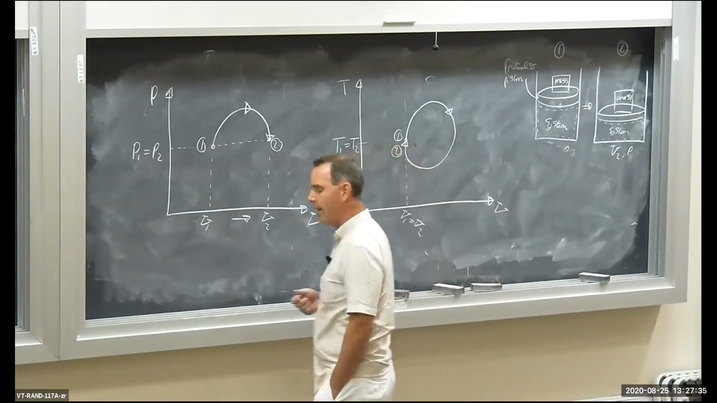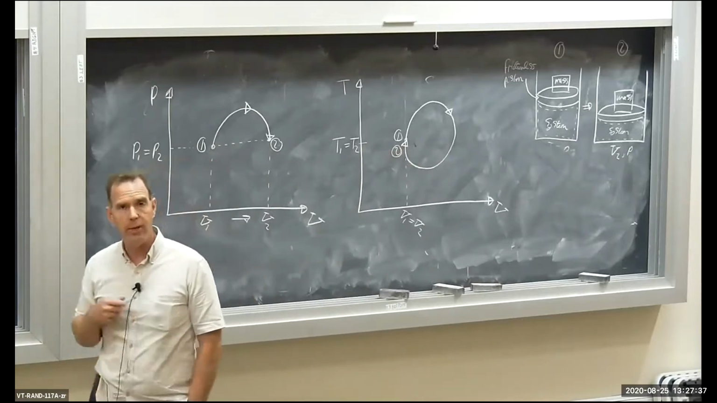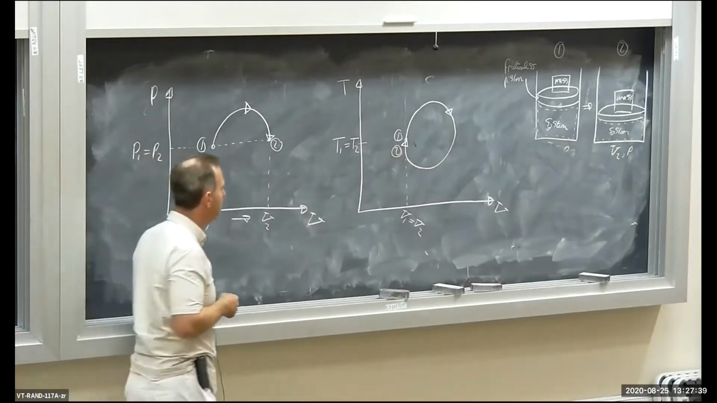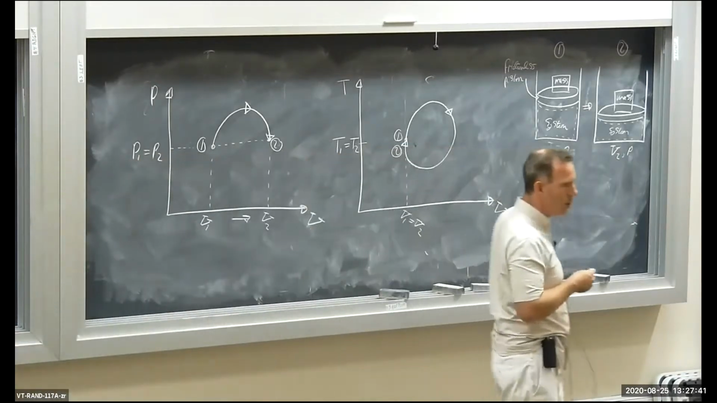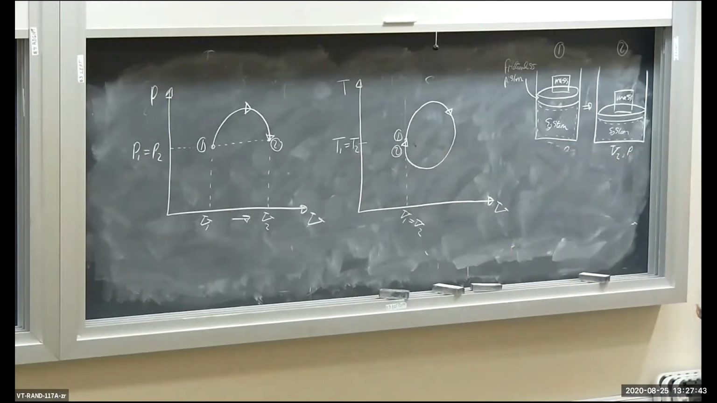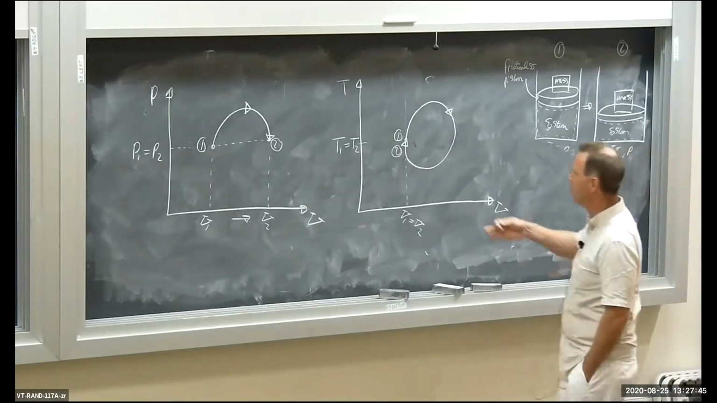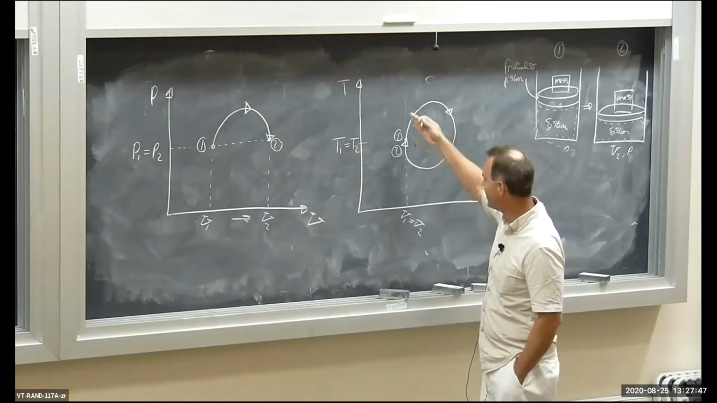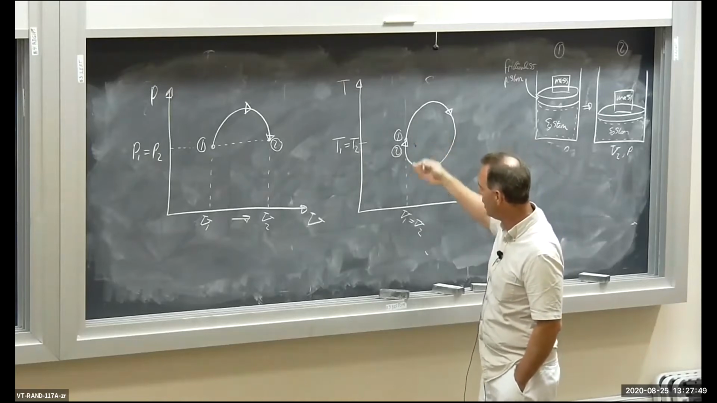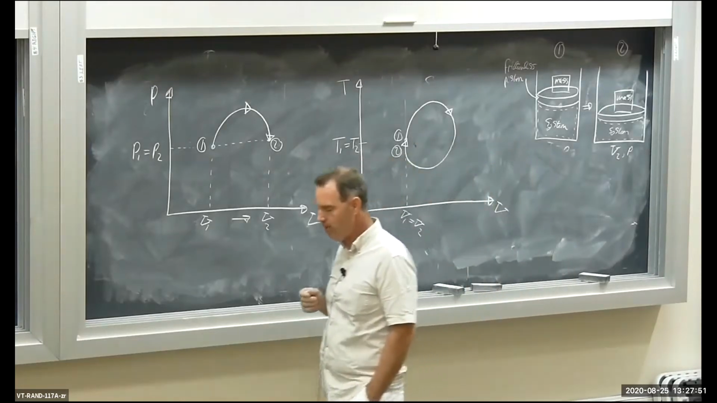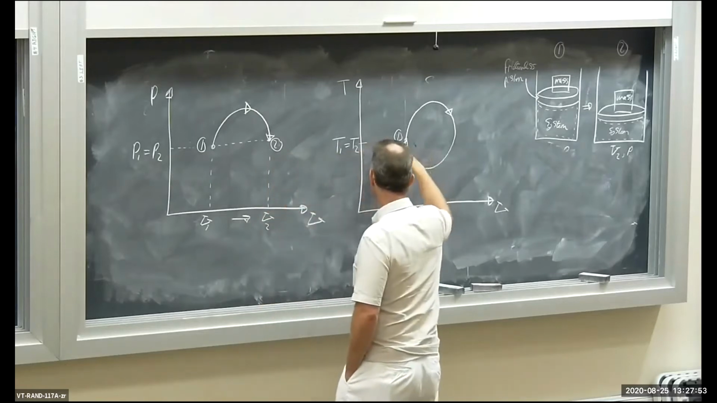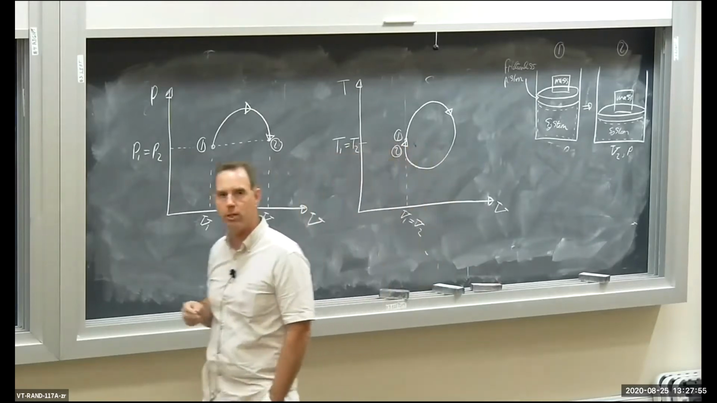Likewise, is it an isochoric process? V1 is equal to V2? The answer is no, it is not a constant volume process. Constant volume would be a vertical line on the TV plot, and constant temperature, isothermal, would be a horizontal line on the TV plot.